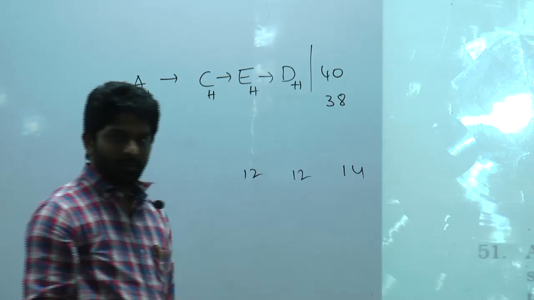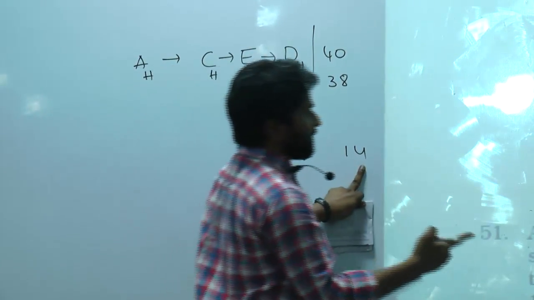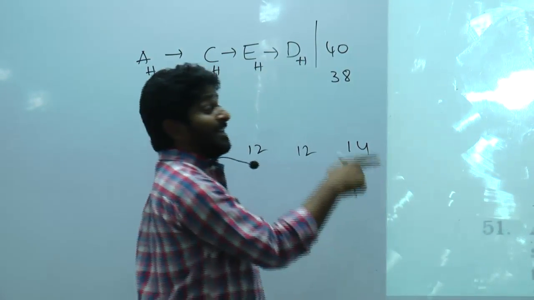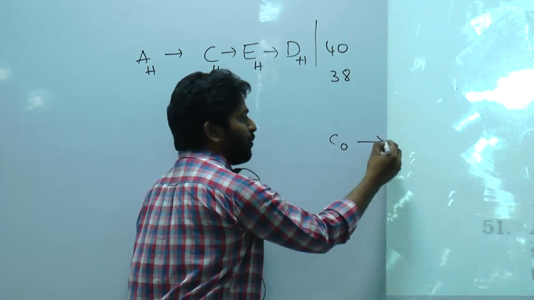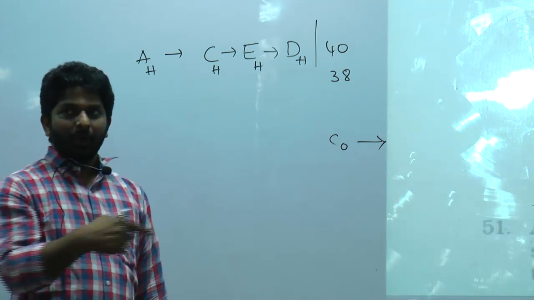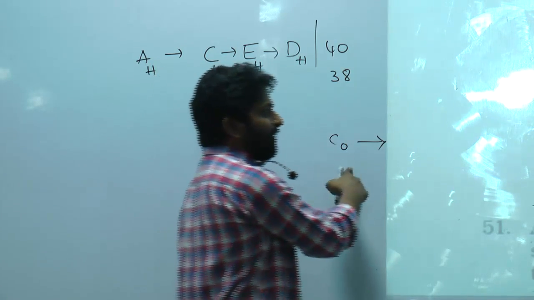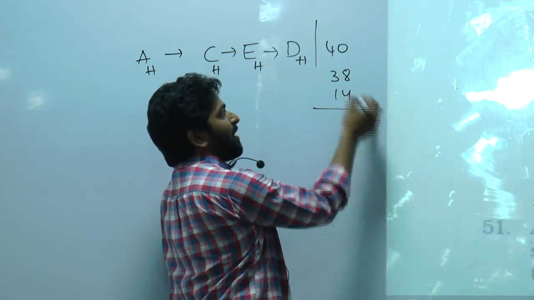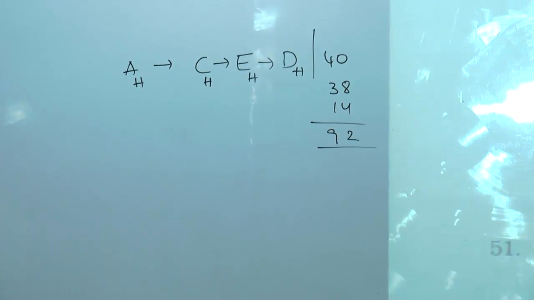Much better. Where are we? C office. Wait. Yes, we are at C office. After dropping all three friends, A went to his own office. Now we are at C office. C office to A office. How much is that? 14 kilometers. How much is total? 92 kilometers. He traveled 92 kilometers.